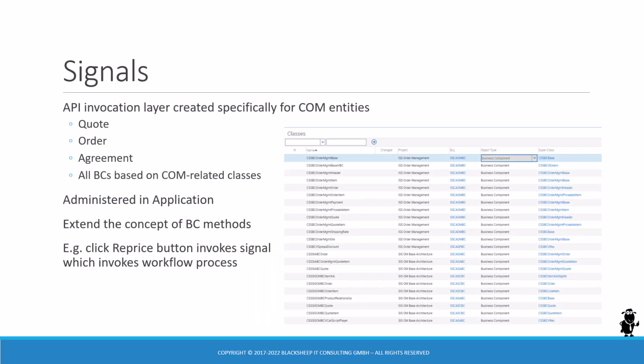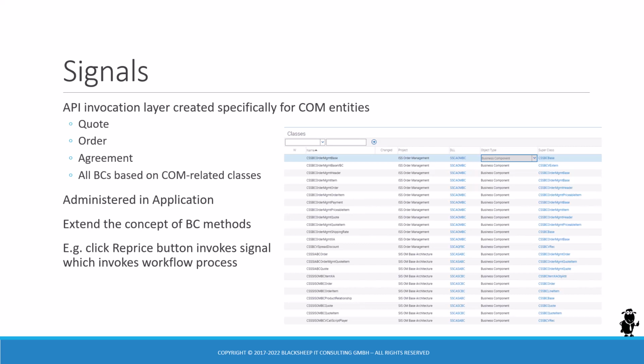The invocation mechanism, or the layer that provides us with the ability to define which service is invoked when something happens on the screen or in the application, is signals. Signals were created for this newer modern version of customer order management, which already goes into its 17th year. And it's available for the COM entities.